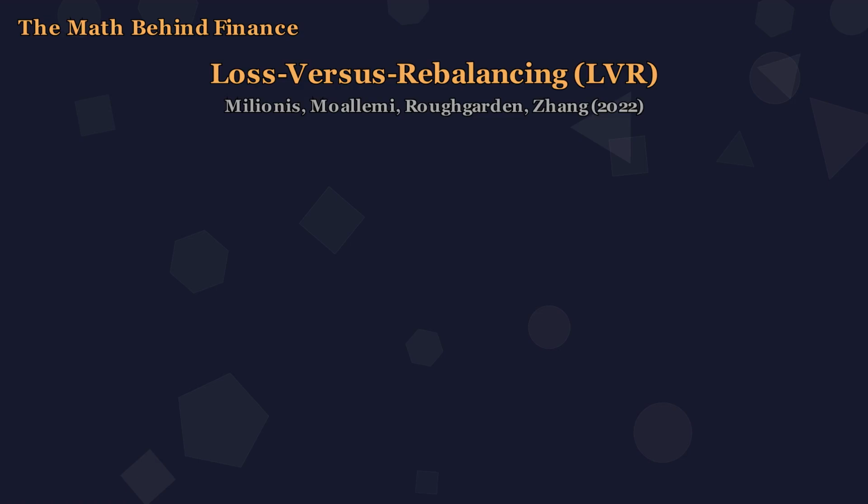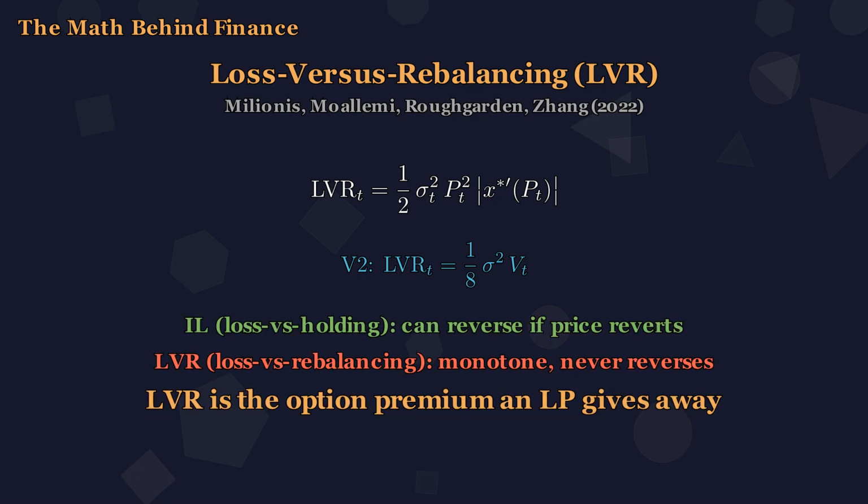In 2022, Milionis and co-authors derived what they called the Black-Scholes formula for AMMs. Loss-Versus-Rebalancing, or LVR, measures the continuous cost of committing to a bonding curve. For a V2 pool, LVR equals 1/8 of sigma squared times the pool value. This is not impermanent loss. IL can reverse if prices come back. LVR never reverses. It is a monotonically increasing cost, the option premium an LP gives away by pre-committing to the demand curve.